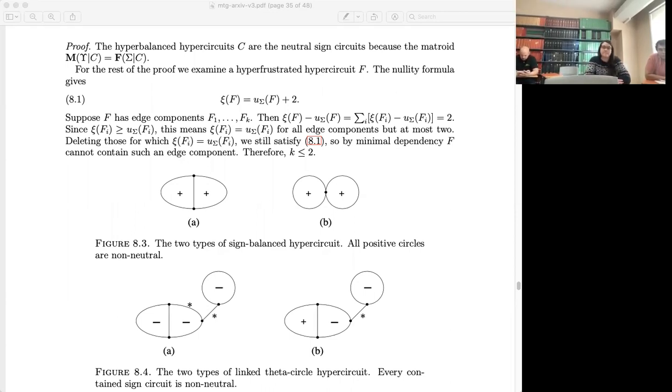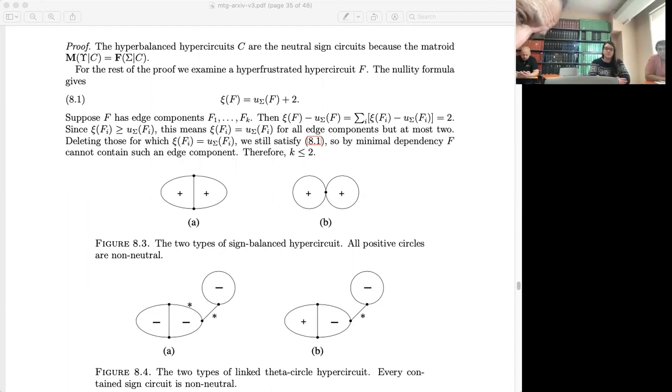And we calculate some sort of gain function on this, and if it's 0 on any one of the circles, then we actually have a gain sign circuit properly contained in this theta graph, one of the circles. But if it's not 0 on any of the circles, then the whole thing will become a gain sign circuit. And similar rules apply to part B in 8.3.